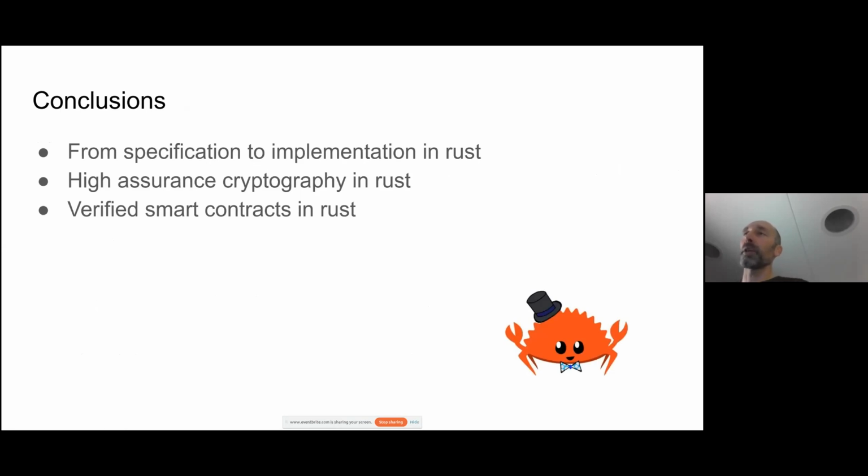We were working a lot on high assurance cryptography in Rust, but we're also using Rust for verified smart contracts. So I hope that this gives some overview of the kind of work we're doing in my group and why this is actually relevant if you're working on blockchains. So thank you for your attention.